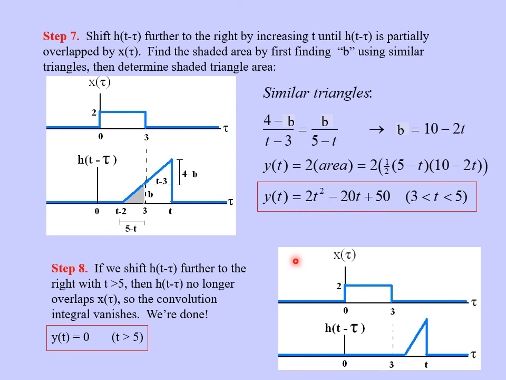And then, finally, if we shift this whole thing over to the right by more than 5, then it's outside of this 3 here, meaning there's no more overlap. So when we multiply these two functions together, we get 0, and thank goodness we're done, right? We've shifted it all the way through, starting over here on the left, and we end up over here on the right, and now we're done because there is no more overlap.